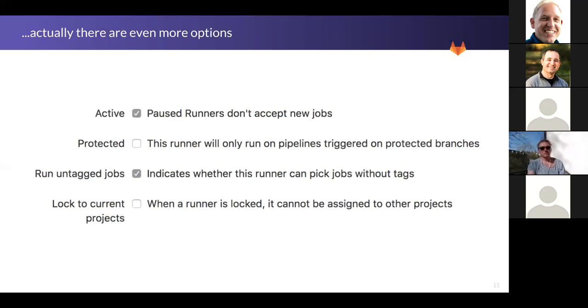And then also I had skipped over untagged jobs. So for a runner with a tag, you could say, I don't want this runner to pick up any untagged jobs. Because even if I have a tag, I'm going to assume I can run other random jobs that are not tagged. But again, if I wanted this runner to only run specific jobs that are tagged for it, I would uncheck that box.